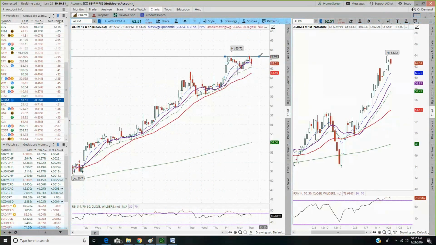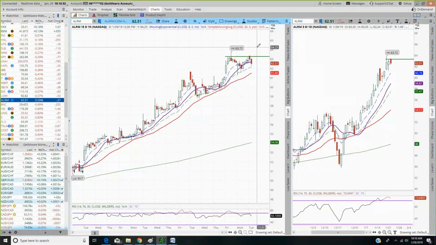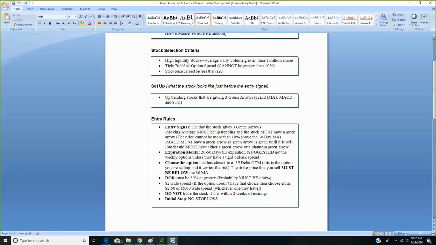So if this stays resistance, I'm going to be looking to sell the 64 call and buy the 66. $2 wide. Okay, as long as I can get my credit, and I'm confident with that trade, all day, every day. Now let's talk about debit spreads.